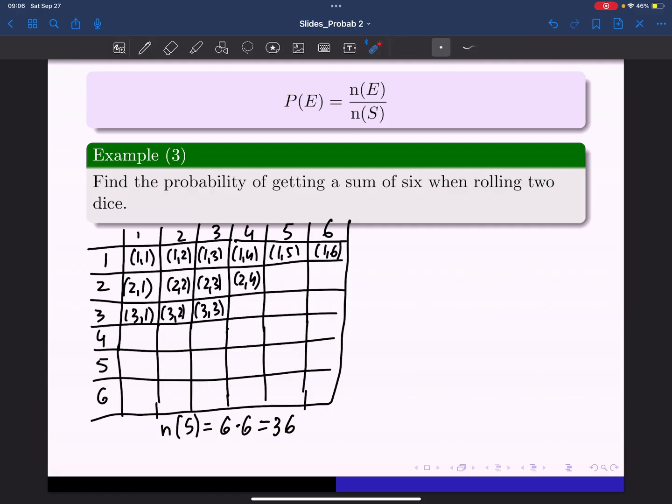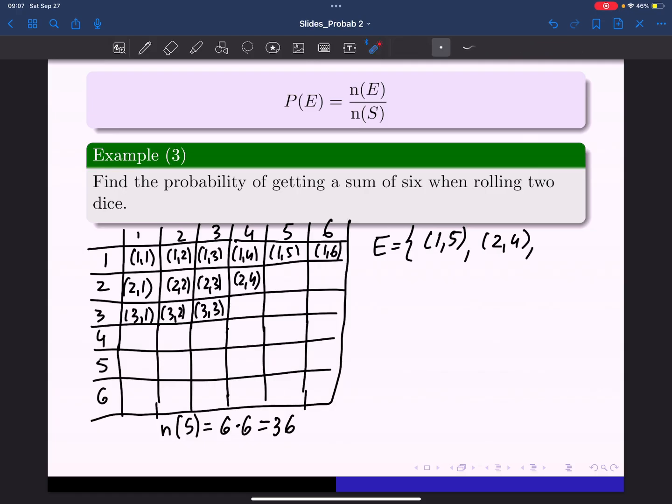Now my event E is what we are looking for: sum of 6. So this would be my event E. Let's list them. Which one gives me sum of 6? With 1 would be 1 and 5. When I add them it is 6. So I need to have 1 and 5. That's my one event. Then on the second one would be what? 2 and 4. So we have 2, 4.